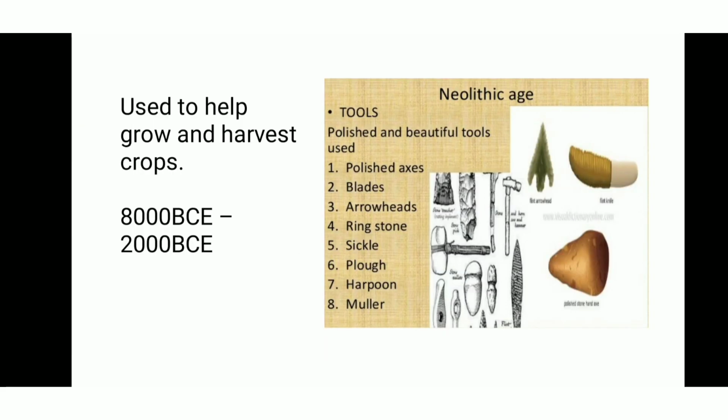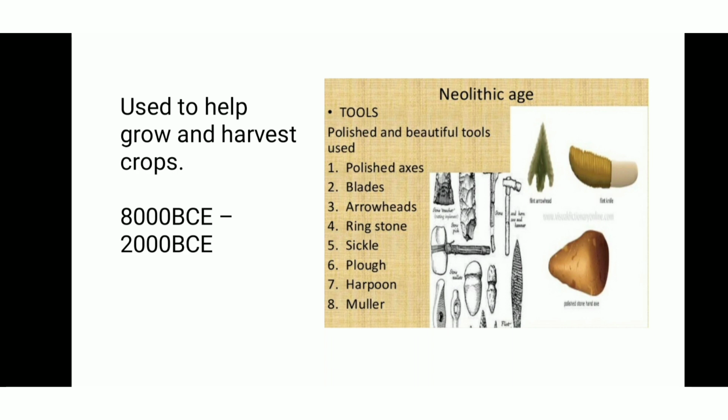Now we are going to see the stone tools of the Neolithic Age. Neolithic Age means New Stone Age. During this period people developed farming. As a result, they made lots and lots of farming tools using stone. These tools were used for growing and harvesting crops. These tools were developed around 8000 BCE to 2000 BCE.